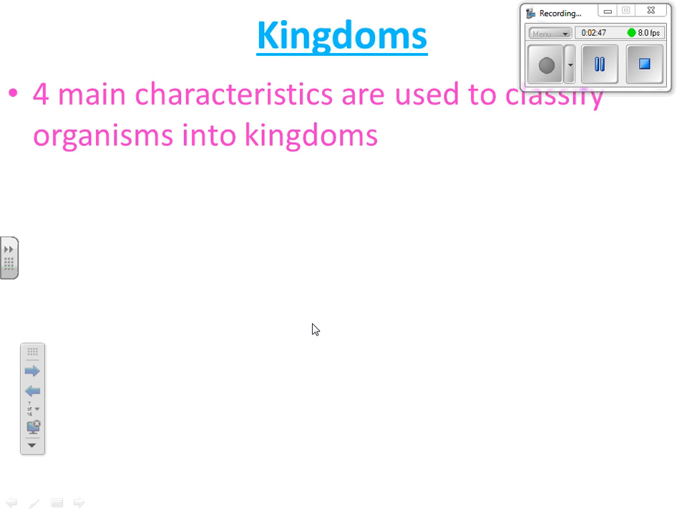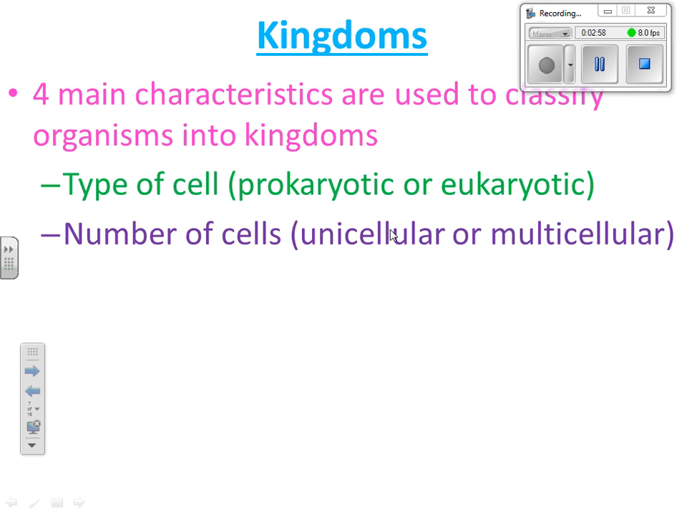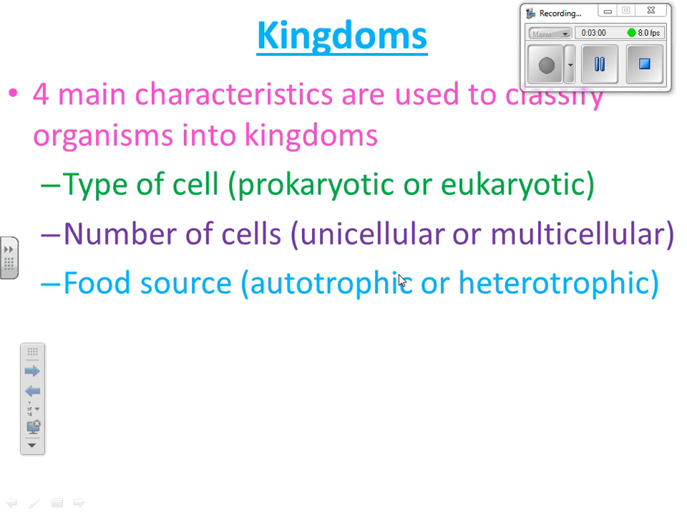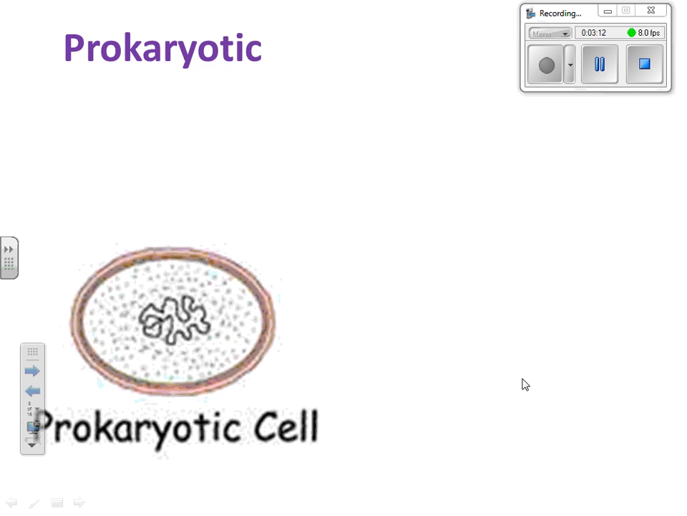So how do you figure out what organisms go into which kingdom? You look at 4 main characteristics: type of cell, which is prokaryotic or eukaryotic; the number of cells, whether it's unicellular or multicellular; the food source, how it gets its food, autotrophic or heterotrophic; and mode of reproduction, which could be sexual or asexual. Let's review what these terms actually mean.